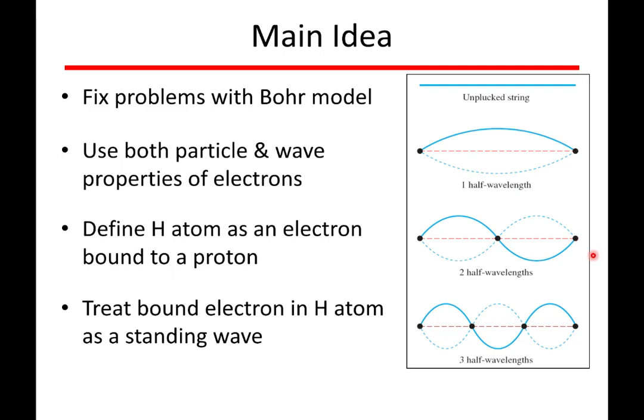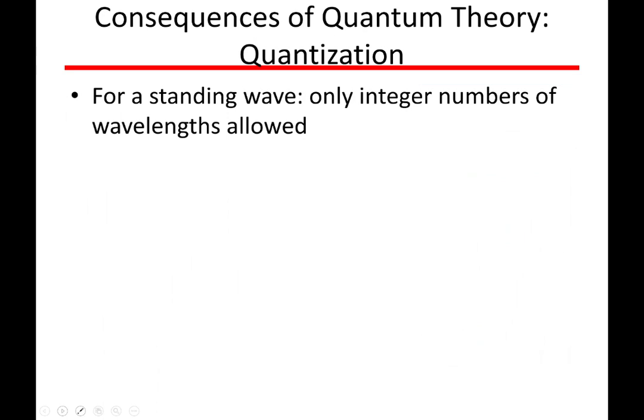To take this a little bit further, you can give the string even more energy by plucking it even harder, and in doing so, you can generate another mode where now you go through 3/2 wavelengths over the entire length of the string. But once again, you can't have anything in between the two because the ends are fixed. What we're able to see from this is that for a standing wave, there are some restrictions. And one of the restrictions is that you're only going to have integer numbers of wavelengths that are going to be allowed. Let's now take a look at a very crude model of the hydrogen atom to see this.